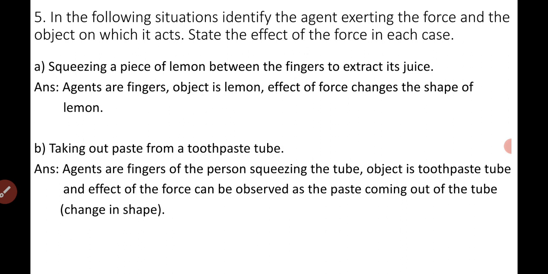Object is what? Toothpaste tube. And what is the effect of this force? The effect of force can be observed as the paste coming out from the tube. While squeezing, you can easily observe that the toothpaste will be coming out from the tube, and the shape of the tube will get changed. So the answer is, agents are fingers of the person squeezing the tube, object is toothpaste tube, and effect of the force can be observed as the paste coming out of the tube, that is there will be change in the shape of the toothpaste tube. Okay, you can pause the video and note it down in your science notebook.